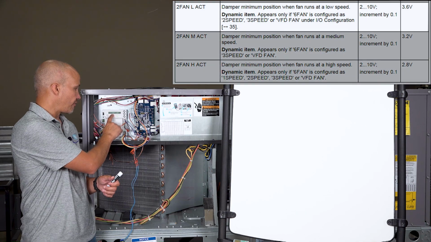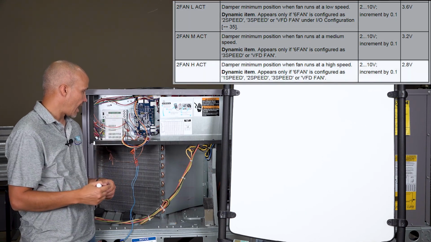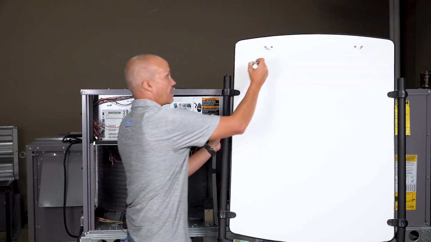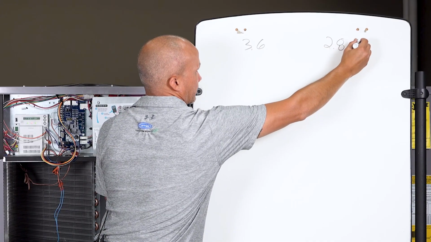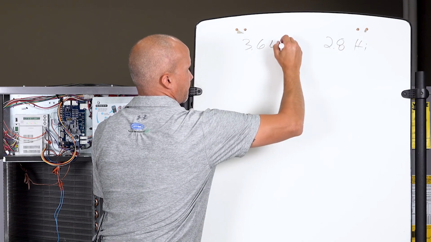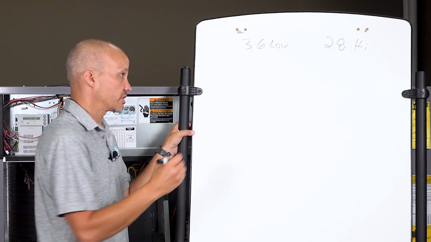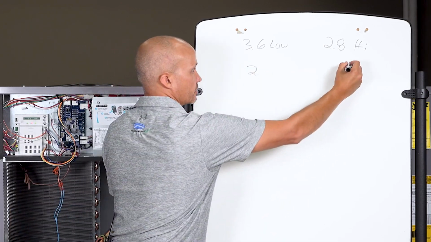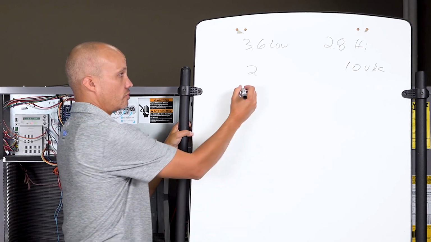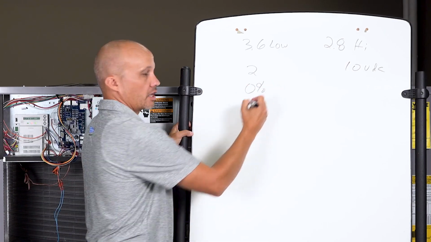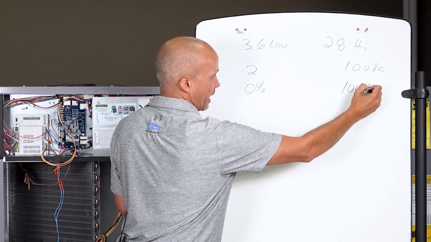So right now I'm showing you fan low actuator position 3.6 volts. Right? And then the high one is 2.8 volts. So let's keep that in mind, and we'll go through this here. All right, so for standards, the way this works is these actuators go from 2 to 10 volts DC. That means 2 volts means 0%. Close the damper. 10 volts means 100%. Open the damper wide open.